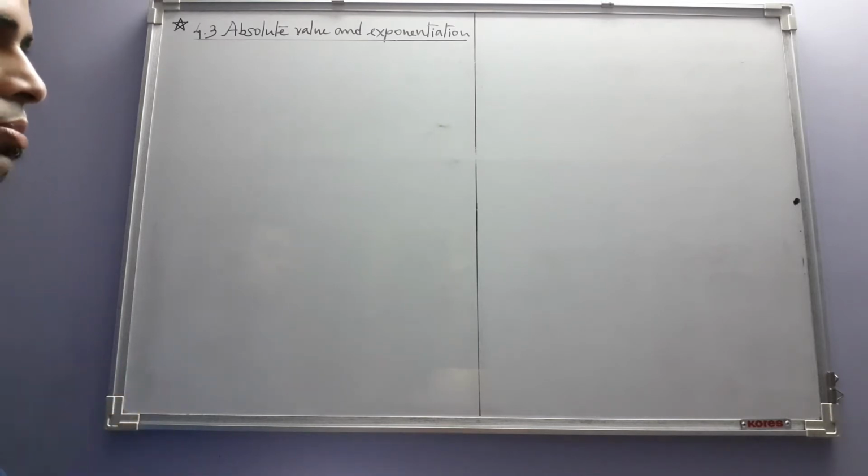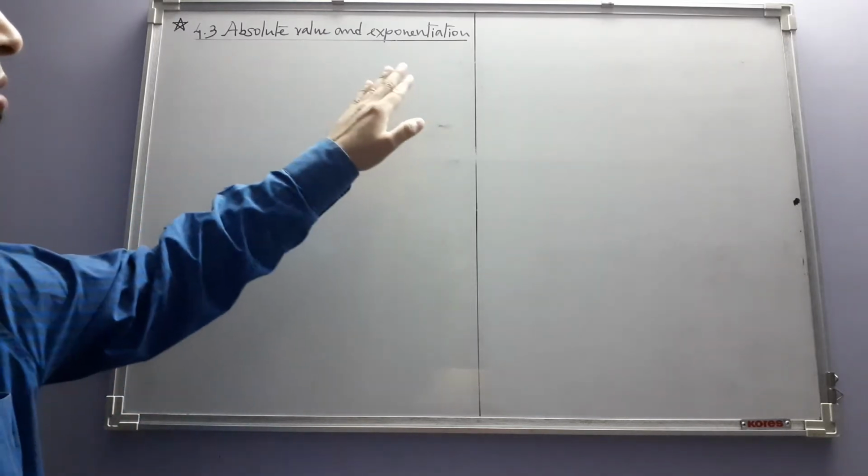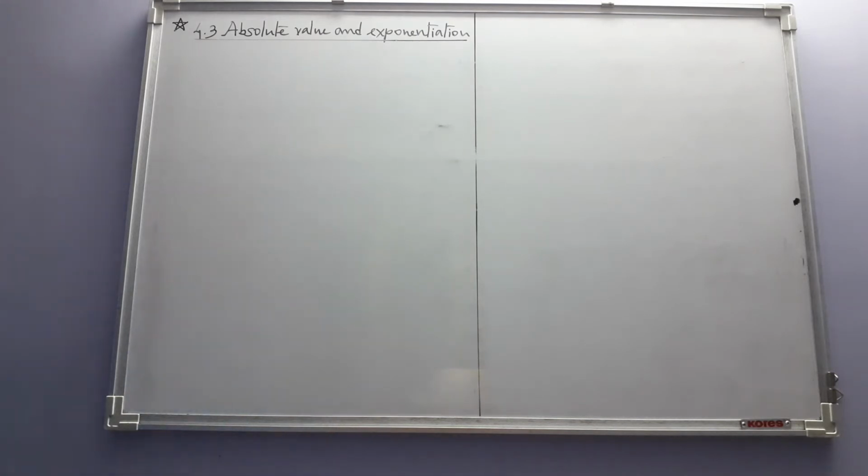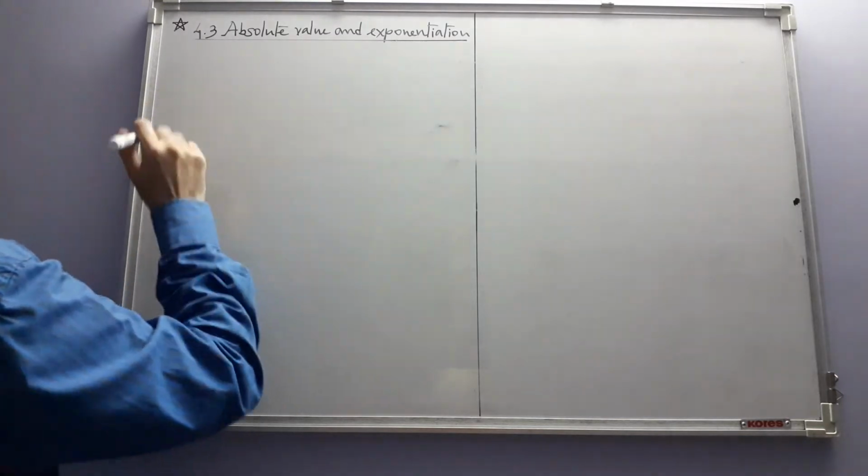Now using these basic operations we can define more operations, and the most natural are these two, absolute value and exponentiation. So the section starts with the definition of absolute value. So let us see that.